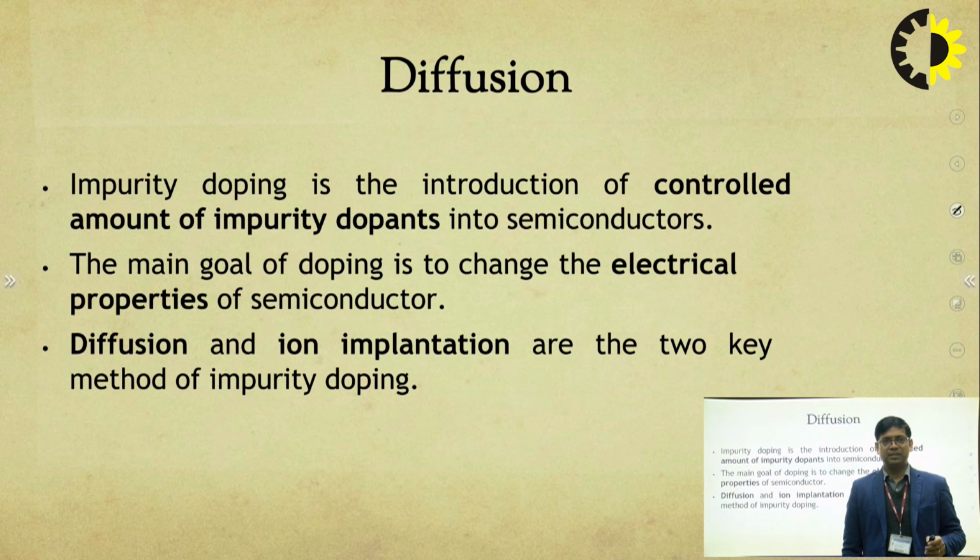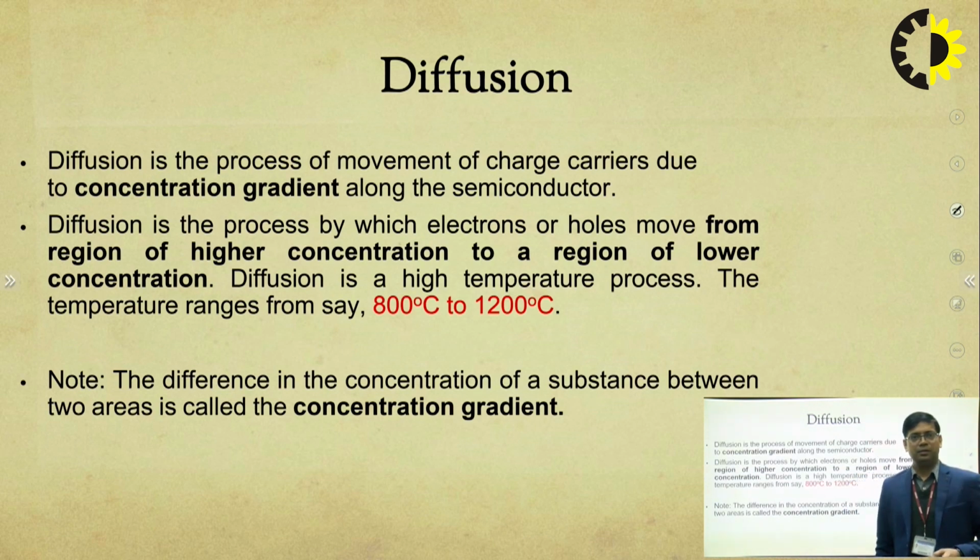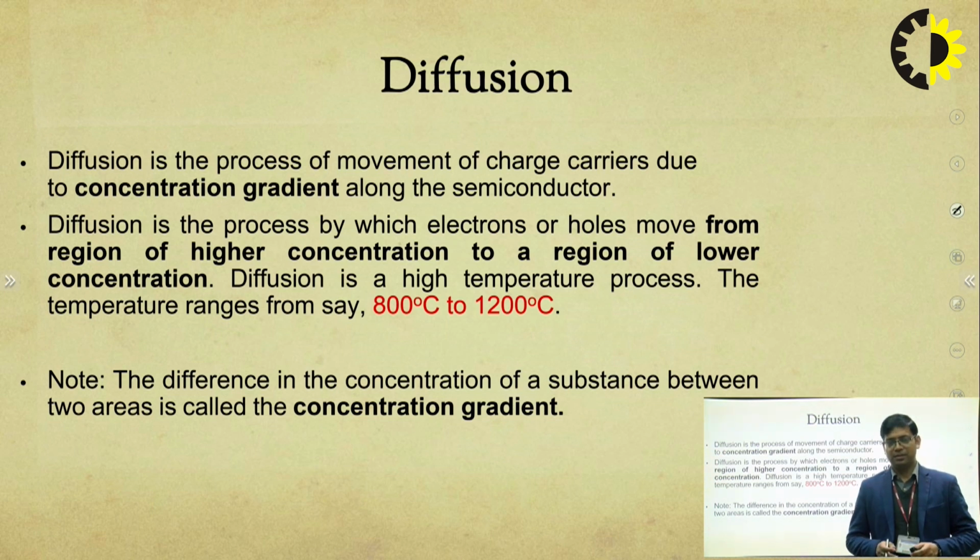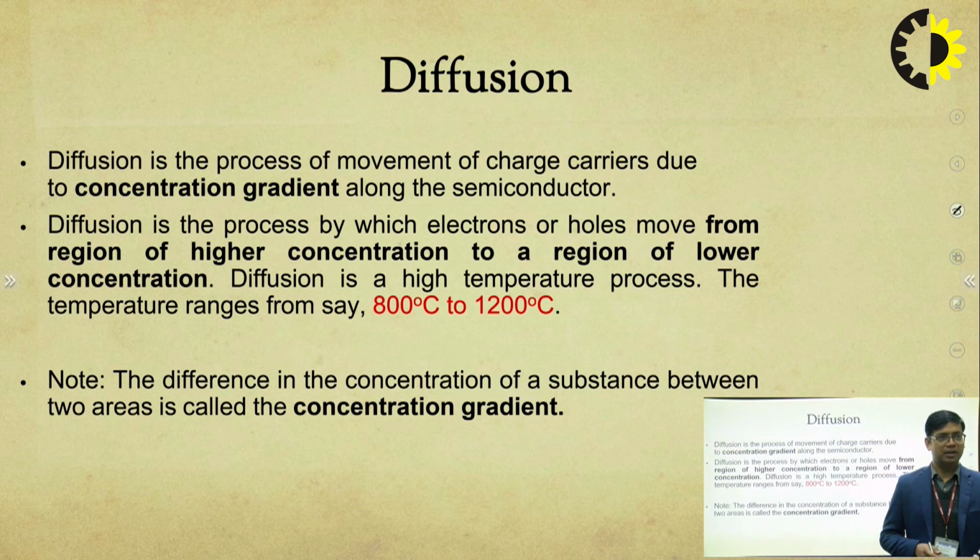So today we will discuss the various diffusion mechanisms in the diffusion of a semiconductor wafer. Before discussing the diffusion mechanisms, let us see what diffusion is all about. Diffusion is nothing but a movement of carriers from regions of higher concentration to regions of lower concentration. This movement of dopants is done at a high temperature, in the range of around 800 to 1200 degrees centigrade.